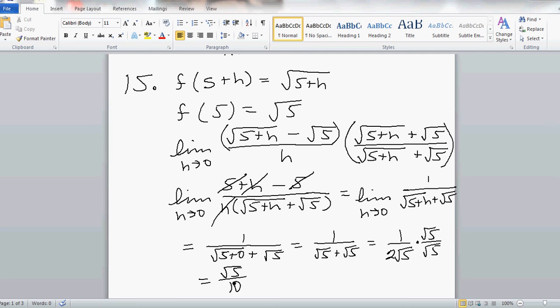When you know the shortcut, this is a whole lot shorter. This is probably a two-step problem compared to what we have been looking at.